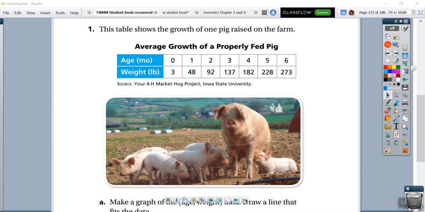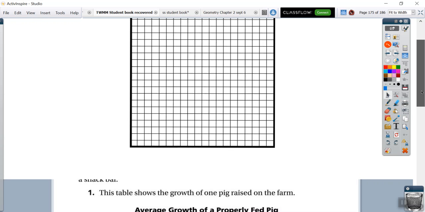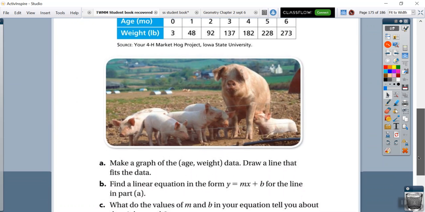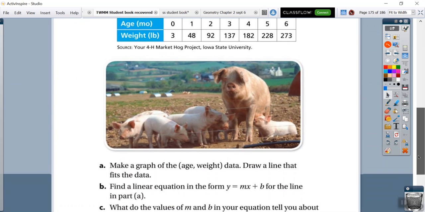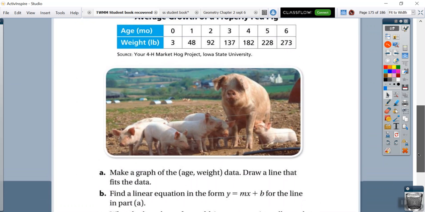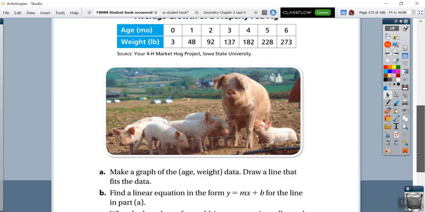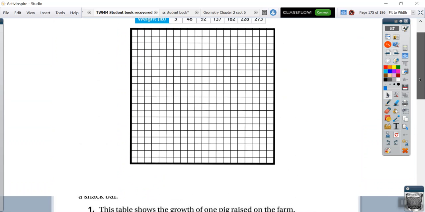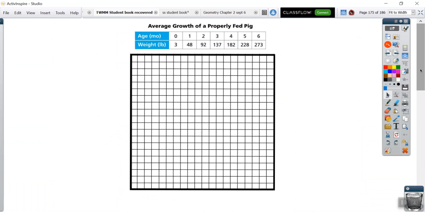All right, so question A is asking us to make a graph of the age and weight data and then draw a line of best fit. And then obviously the next part is we're going to find the equation in y equals mx plus b form, slope-intercept form.